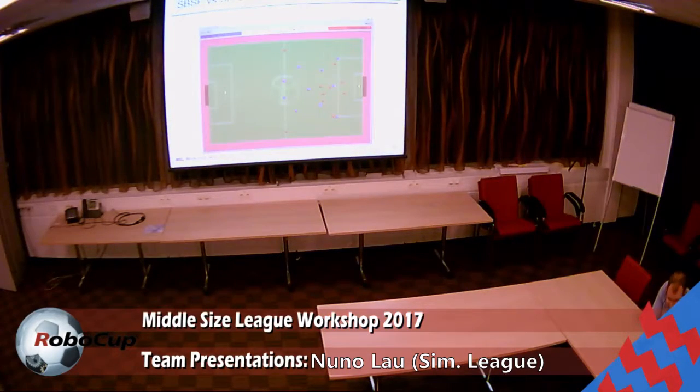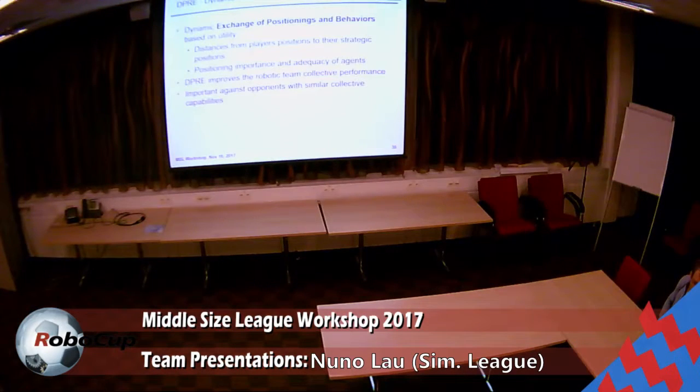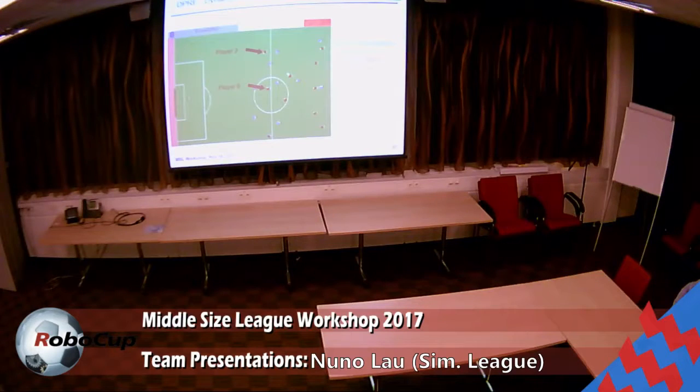Here you can see that, for example, the FC Portugal team, which is the blue one, is very well positioned in the field, while in the team from CMU and ATT it seems that a lot of players are just following the ball. For dynamic positioning and role exchange, you always consider which are the best roles for every player.